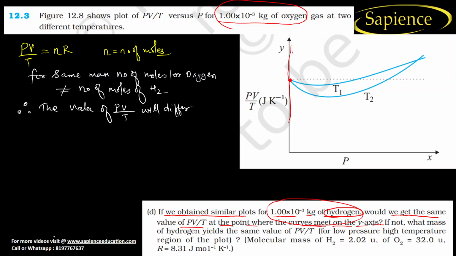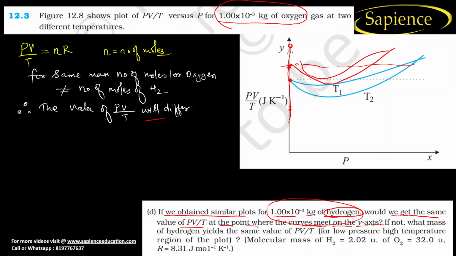So you can guess that the PV by T for hydrogen gas may be here, may be here, may be here. We don't know. It depends upon the situation. I hope you have understood.